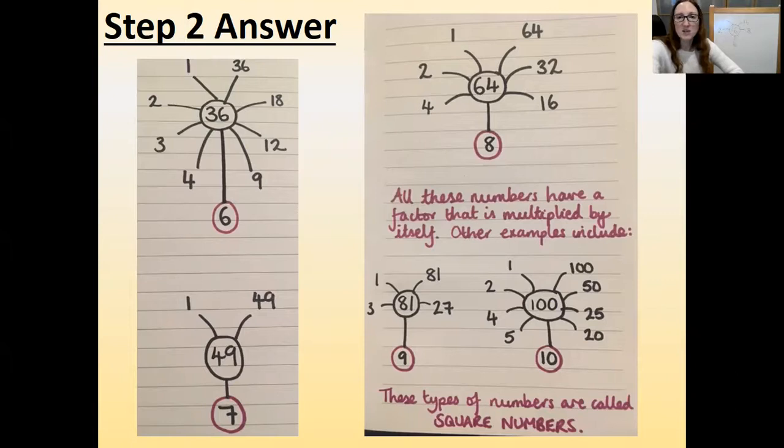What you should have noticed here is that all these numbers have a factor that is multiplied by itself. Other examples include, I wonder if you found these ones, 81, because 9 times 9 is 81, and 100, because 10 times 10 is 100. And very well done if you have worked out or researched or knew these types of numbers are called square numbers, because when you draw out their array, 4 times 4, it actually makes a square shape.